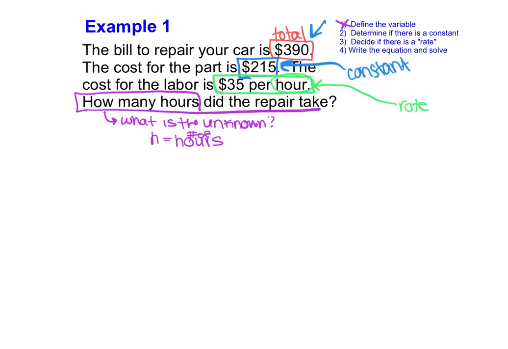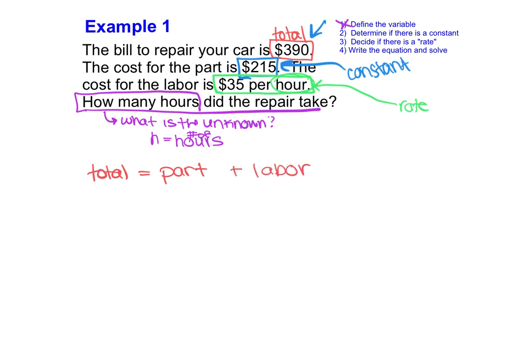And so now we're going to use this information to write our equation. Well, it might not seem so obvious right now. Let's think about how your bill at getting your car repaired at a repair shop might work. So when I think about going in to get my car repaired, I know that my total bill is going to equal whatever the cost of the part is plus the cost of my labor.